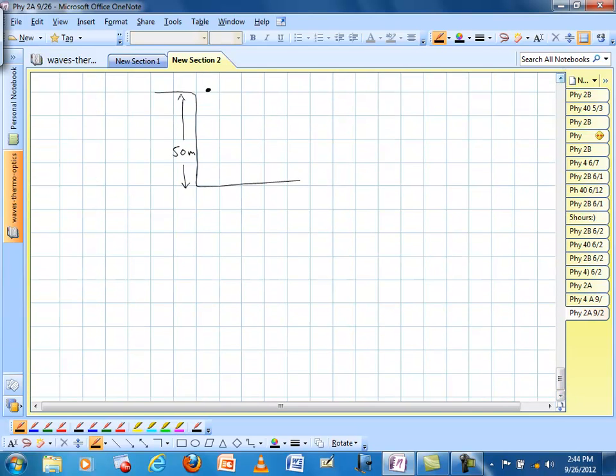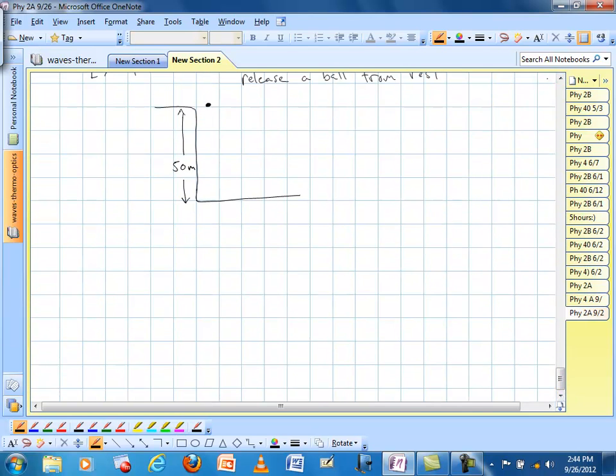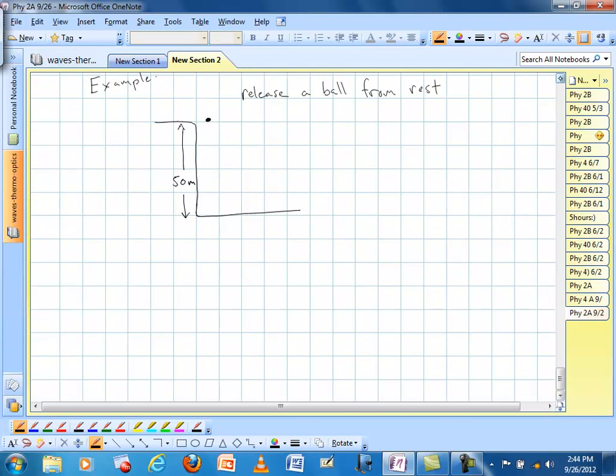And so we want a complete description of the motion. And that's all that's given. Oh, well, there's one other thing that's given. What is that? The acceleration is due to gravity. Okay, and we're going to ignore air resistance.